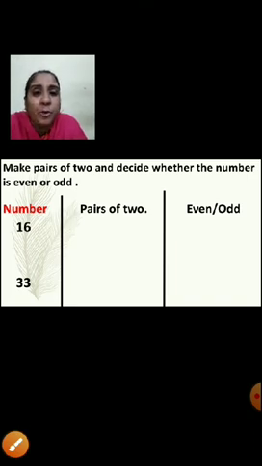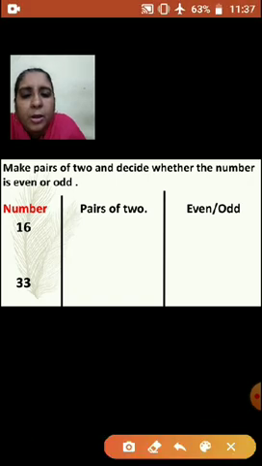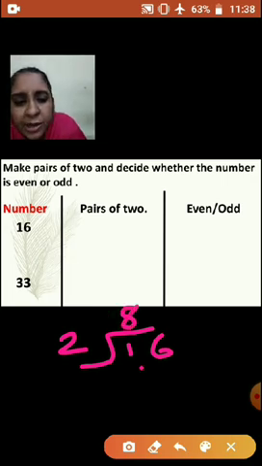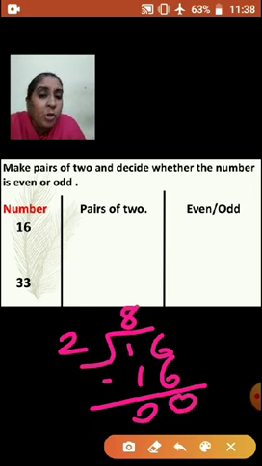Now make pairs of 2 and decide whether the number is even or odd. Now you have learned how to make pairs. I have shown you with the dots also, right? Now let us take 16. Now what will you do to find the pairs? You have to divide that number by what? By 2. Let us divide this number by 2. So you can show 16 divided by 2. Now in the table of 2, when you get 16, 2 8s are 16, right? So what is your answer? 8. You are not getting any remainder here.